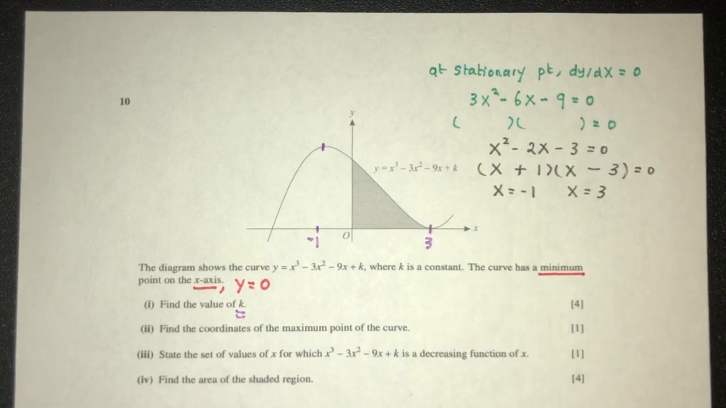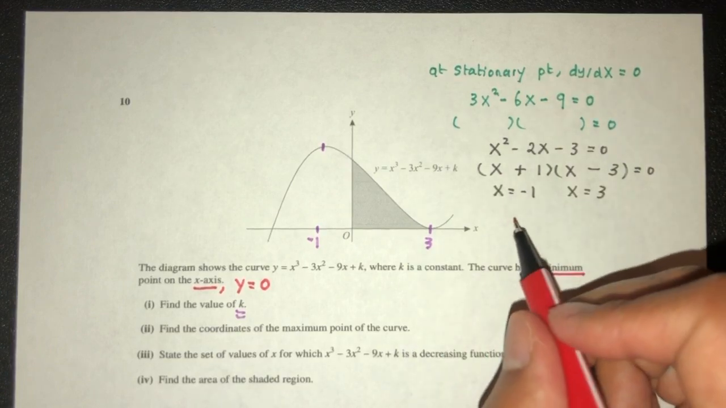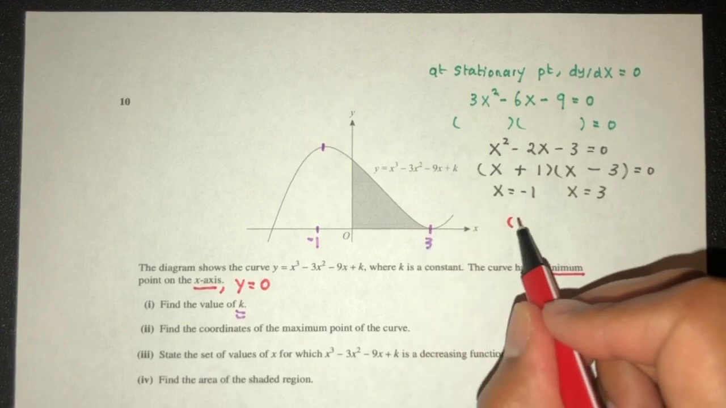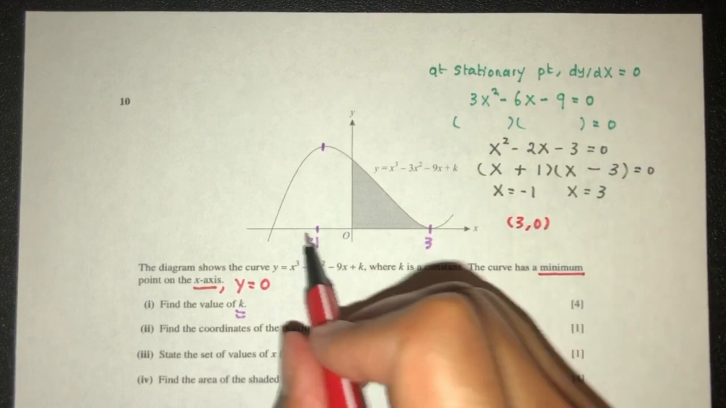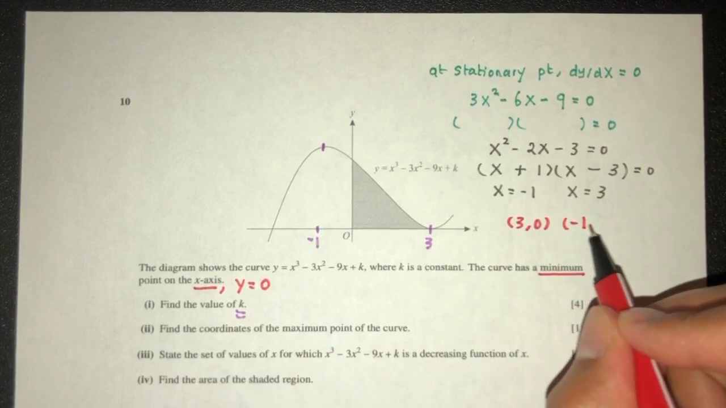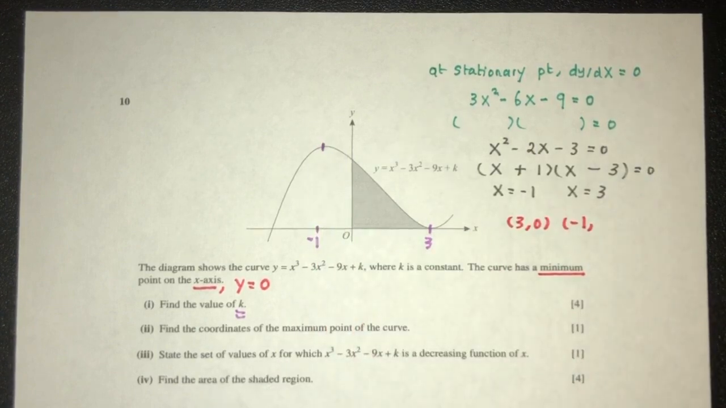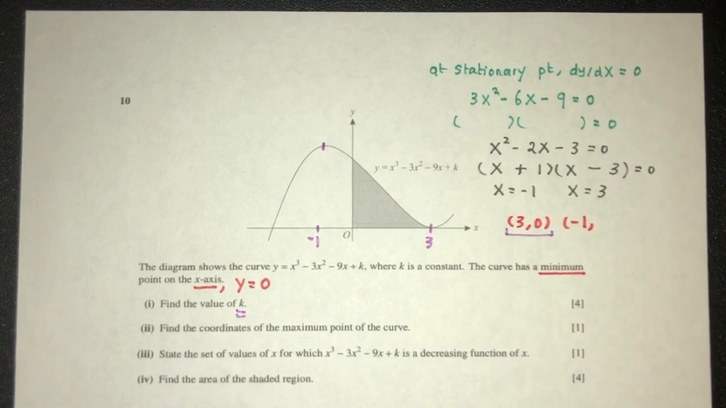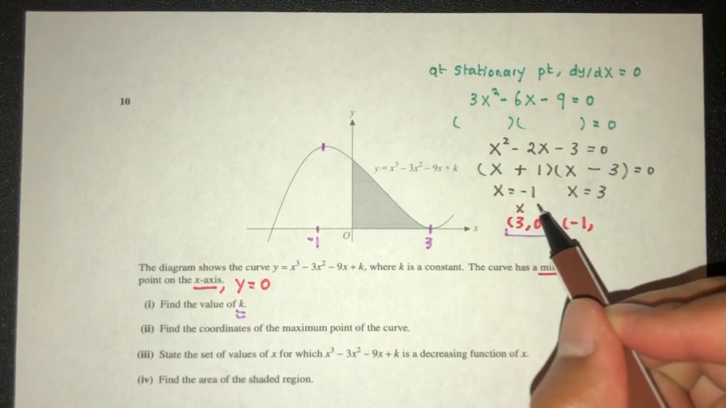So we have the stationary points already, which means we have two points on the curve. One of the points is (3, 0), and one of the points is (minus 1, and we have to find this value yet). We'll see what we get for this one. But here, we can use this point to find the value of k. This is the x value and the y value.